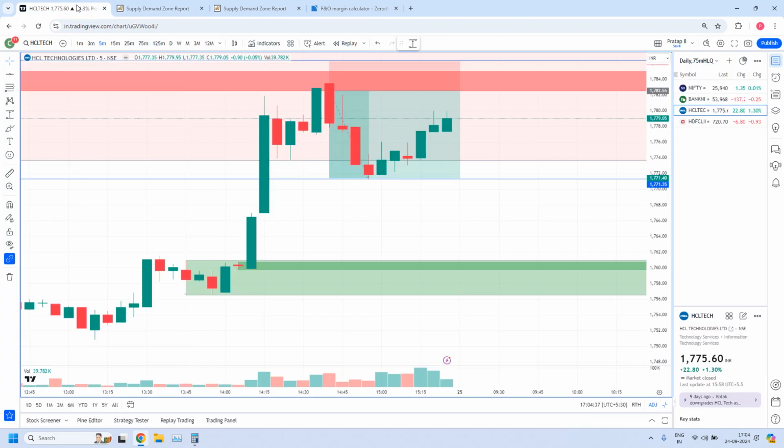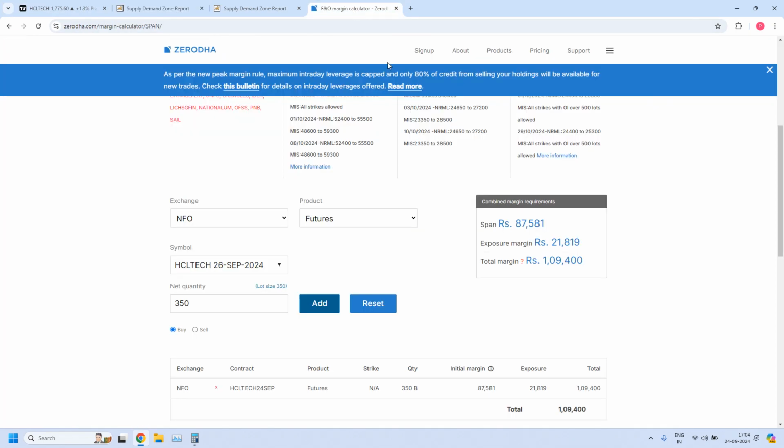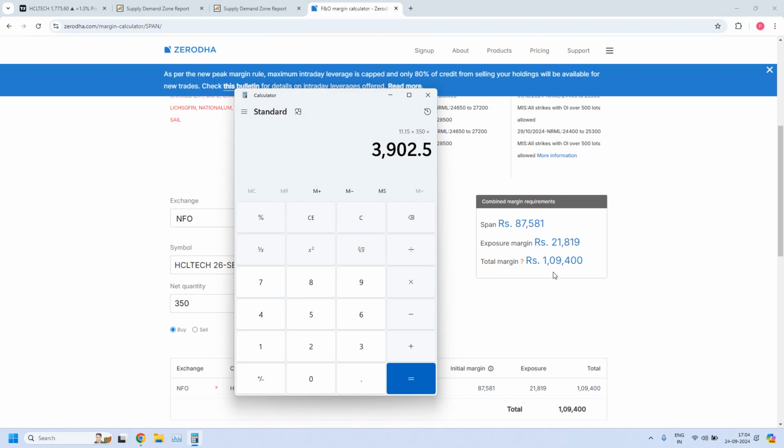And what could be the price? Because price is almost near to this entry zone, probably the same margin, maybe 100 rupees extra might be there. So let us see ROI. 1,09,500 rupees could have been the price. You got 3.56. That means close to 3.7 ROI you got. Sorry, 3.6 ROI you got.